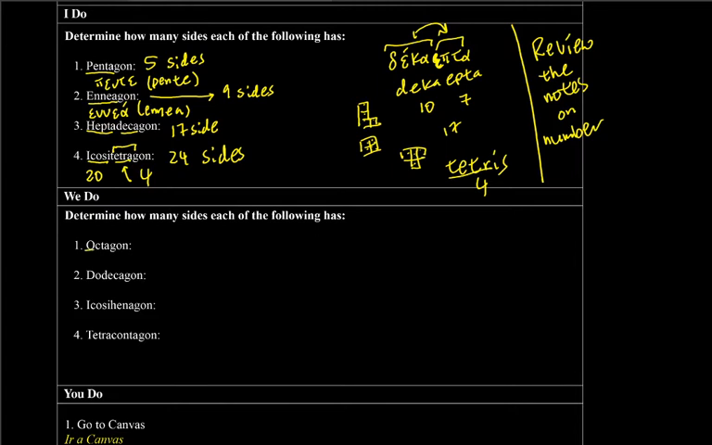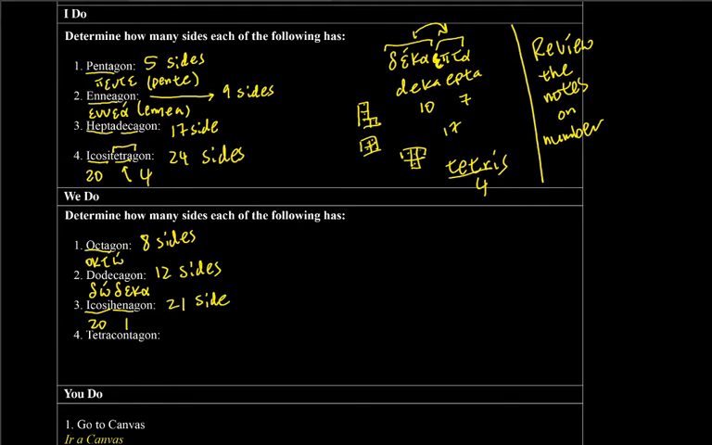Octagon. You might remember octo. This is 8, so 8 sides. Dodecagon, you might remember dodeca. Dodeca means 12, so we have 12 sides. Icosienagon. Remember icosi, that is 20. Hena or ena is 1, so this is 21 sides.